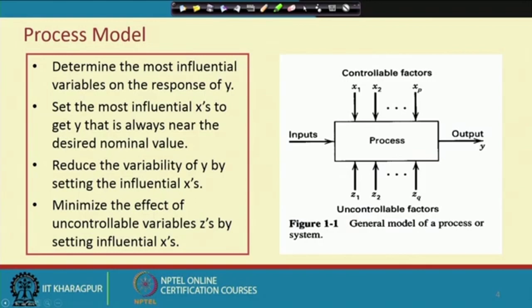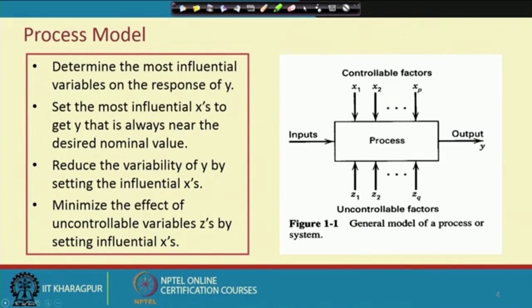At the first hand, please understand the experiment is done on a process. What is a process? A process is something which takes the inputs and converts them into valued outputs, and a process is governed by two kinds of factors, controllable and uncontrollable factors.